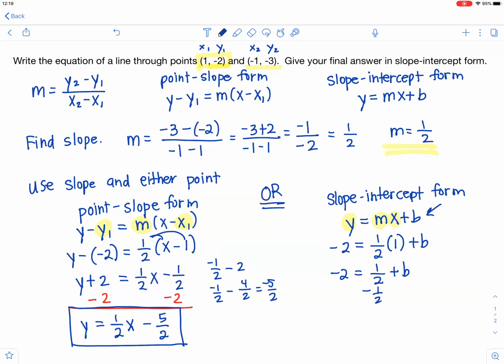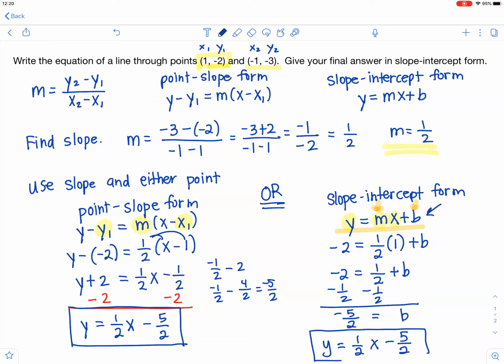Solving for b by subtracting the 1/2, there's that negative 2 minus 1/2 again. I will get negative 5/2. Then you return back to slope-intercept form, and you now know the m, and you now know the b. So you get y equals 1/2 x minus 5/2. With either method, that will be the equation of the line.